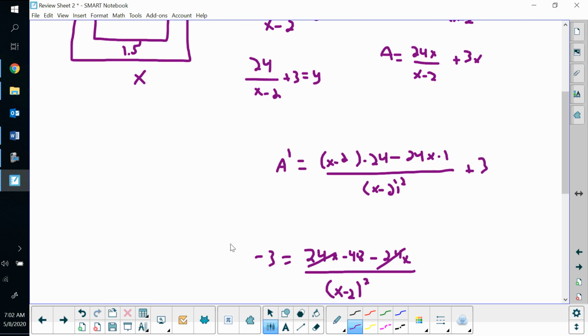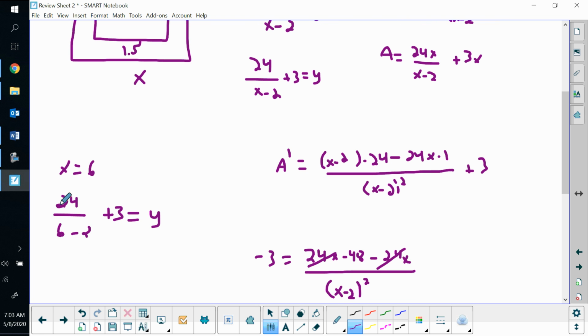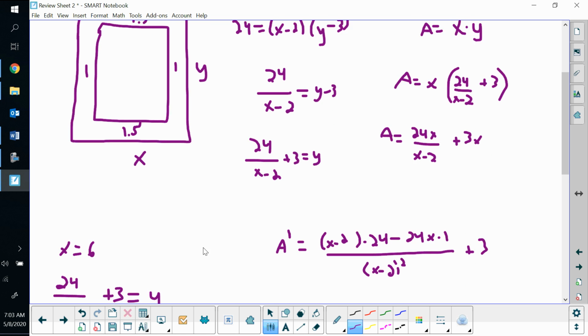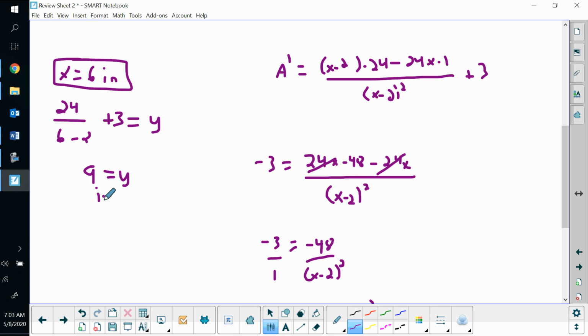Well, here was our equation for y. So we just found x was equal to 6. So if we fill that in now, this will give us 6 minus 2 is 4 in the denominator. 24 divided by 4 is 6. 6 plus 3 is 9. So y is just 9. And our units on each of those is inches. So we're 6 inches by 9 inches.